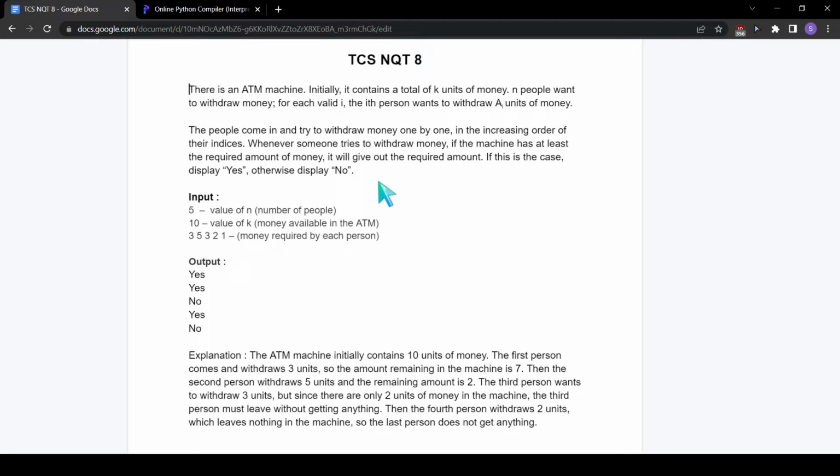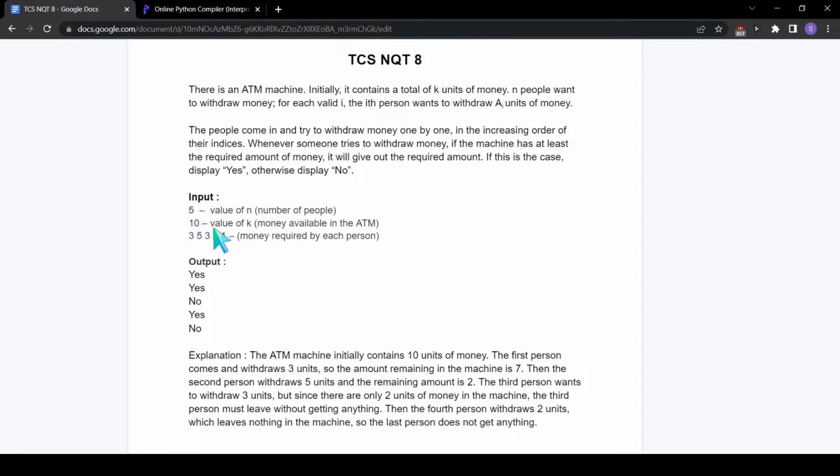Okay, so there's an ATM machine and initially it has k units of money. Then there are n people who visit that ATM machine and one by one want to withdraw Ai units of money. So if the machine has that much money, it will give it to them. If the machine has enough money, we will print yes. And if the machine does not have that much money, then we will display no. Okay, so now let's see the sample input.